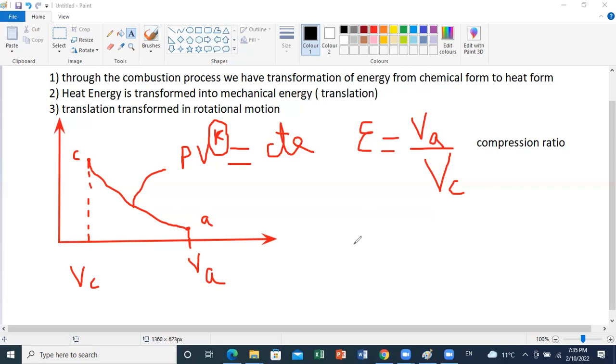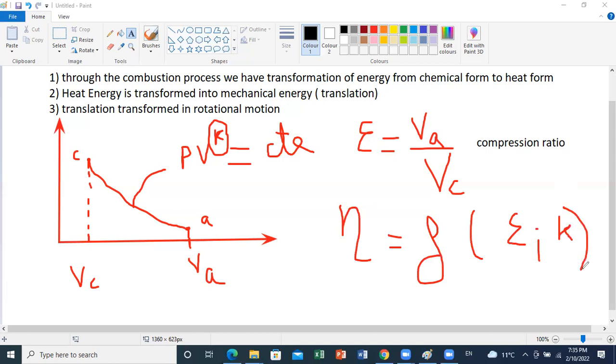So my question is, try to find the efficiency as a function of epsilon and K only. Okay, this is what I will try to do. To be able to do this, I should go back to my equation, which is the efficiency is 1 minus Q2 over Q1.